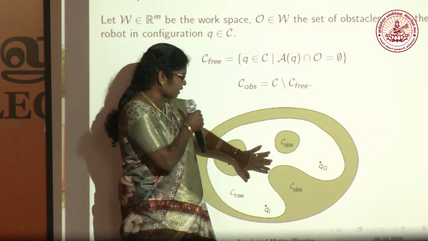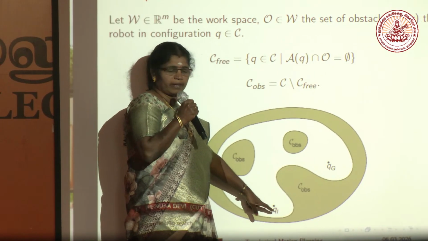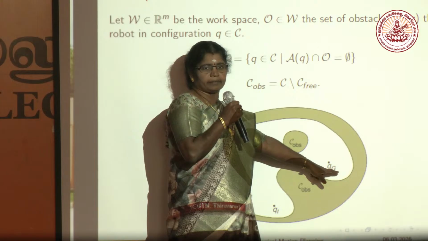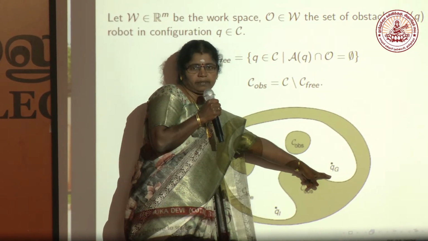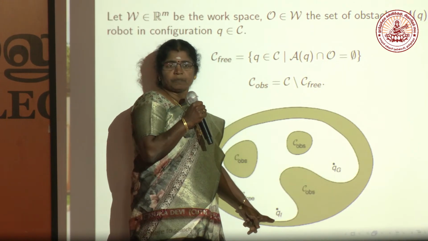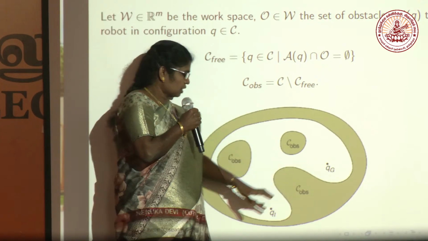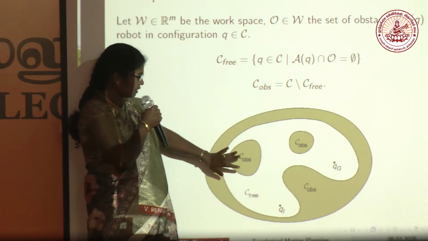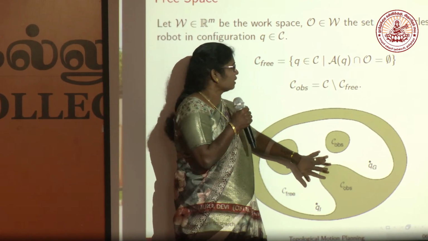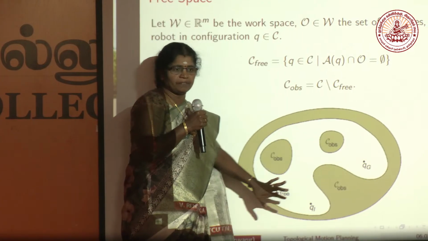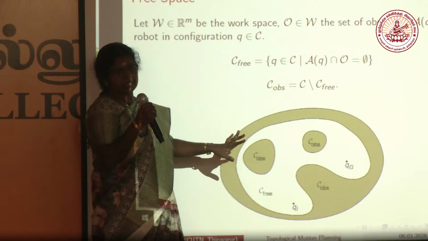Okay, so this is the configuration space, and this Q_I is the initial point and Q_G is the goal point. We have to move our robot from Q_I to Q_G, that is, from the initial position to the goal position, in such a way that we do not touch the obstacles. So what is the configuration space? Here, the entire thing is the configuration space. The configuration space may contain the obstacles also.